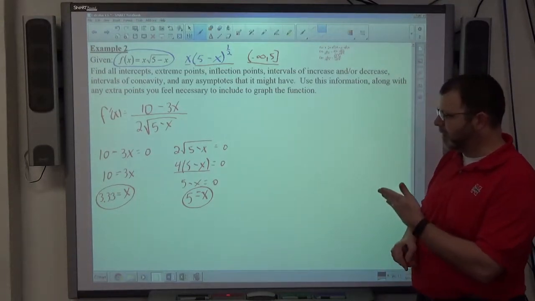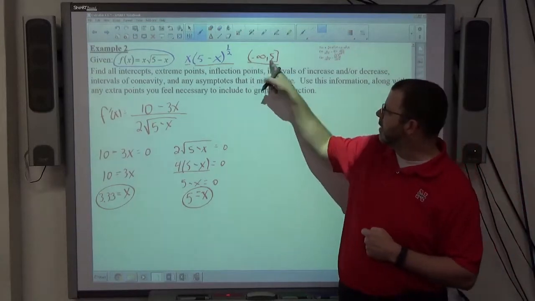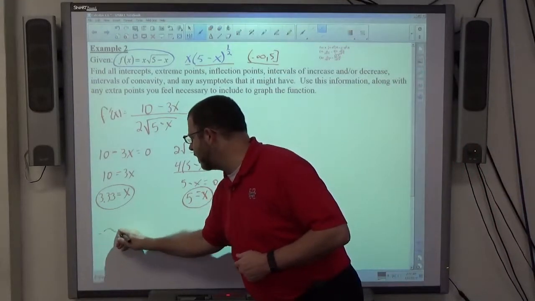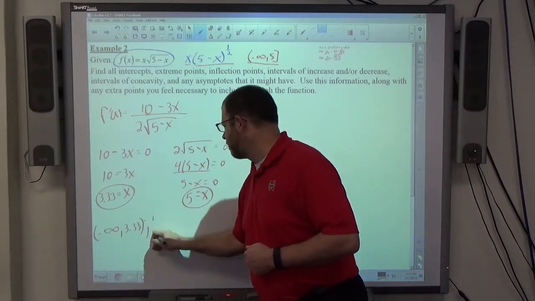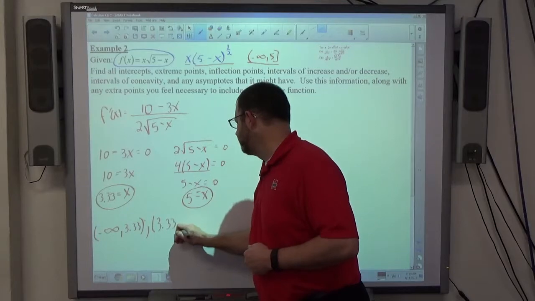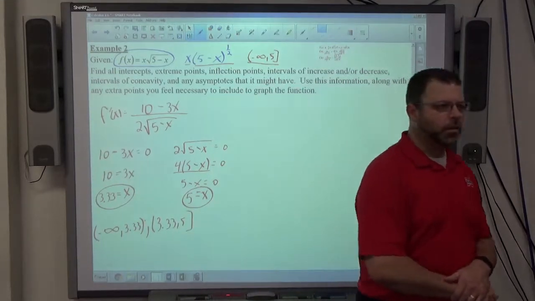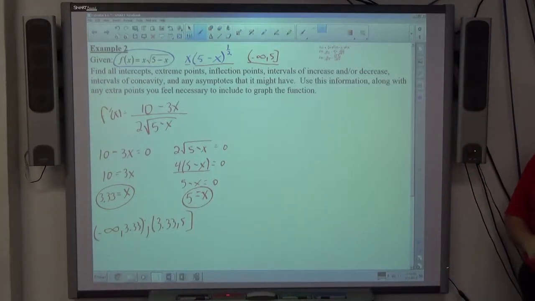So as far as setting my intervals up, I'm going to go all the way from negative infinity up to 5. So from negative infinity to 3.33, and from 3.33 to 5, something's going to happen in this graph.